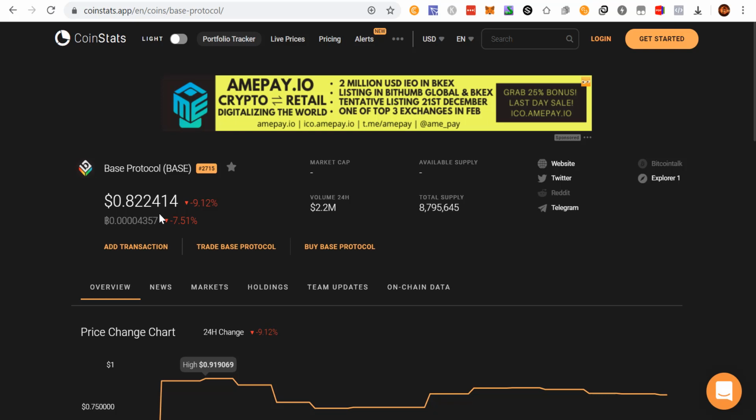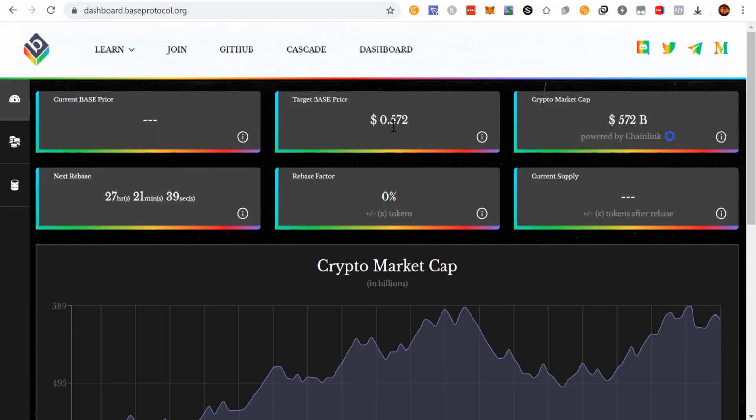Let's just say the token supply expands by 30%, but the price only comes down, say, I don't know, another 10 cents at the next rebase. That means token supply will increase again based off whatever that percentage is. They'll just keep increasing supply as long as the price is above the target rebase price, which is connected to CoinMarketCap, because Base Protocol pegs to the price of CoinMarketCap. So they would keep increasing supply each day as long as the price is above this target price.